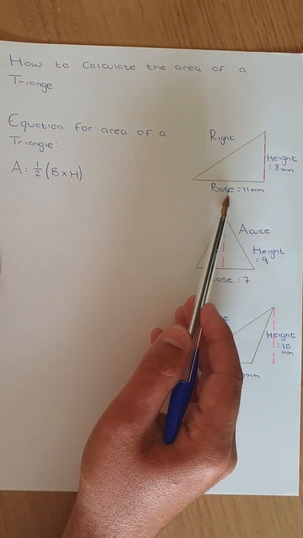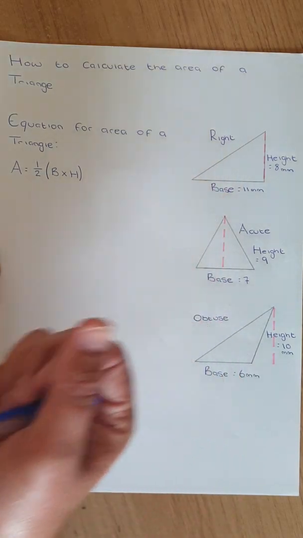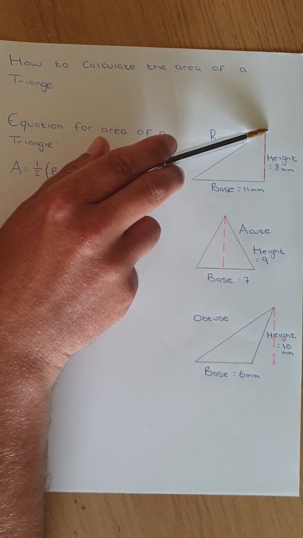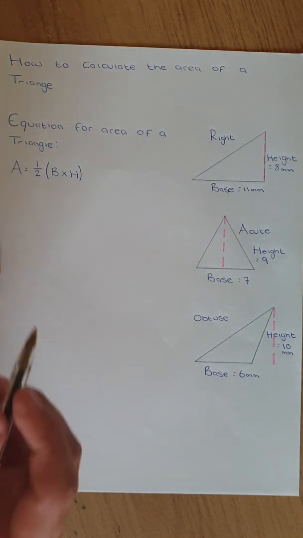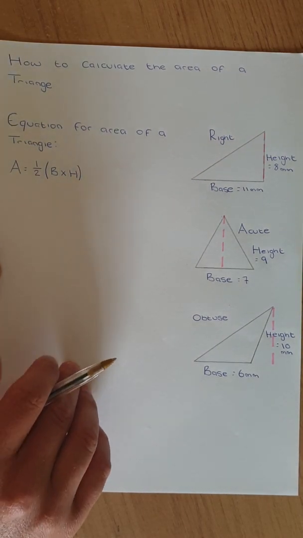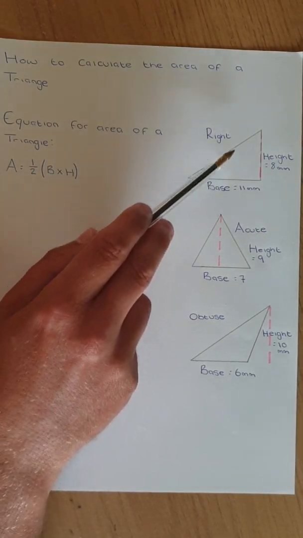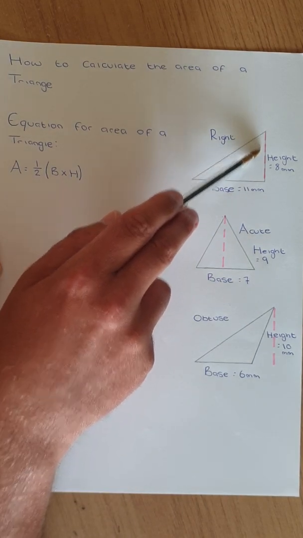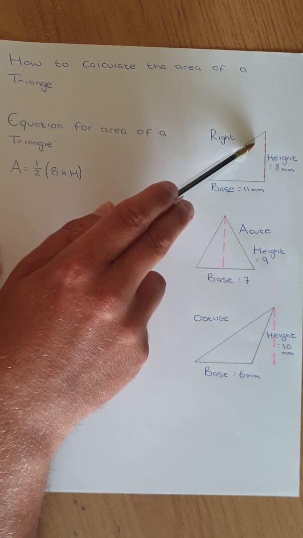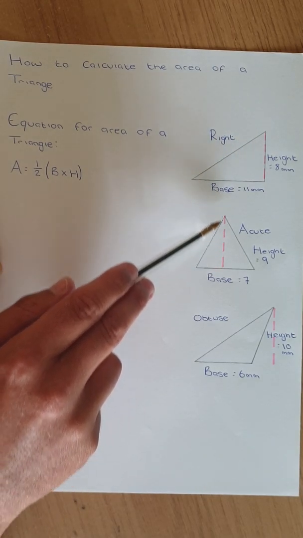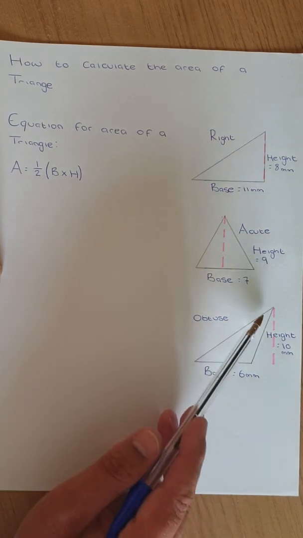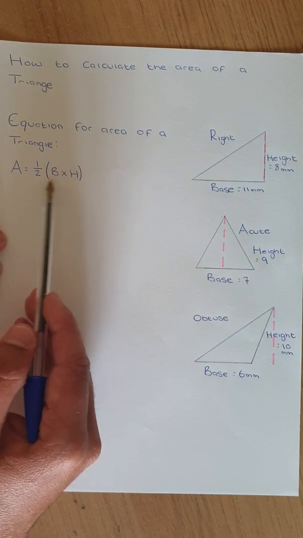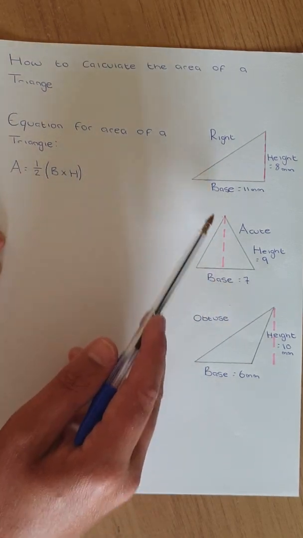Now we have the base, which we placed horizontally, and then we have the height, which we have calculated from finding the highest point, called the vertex, of our triangle. As you can see, the height is different on all three. The line on the right is in line with one of the sides. On acute, it's inside the triangle, and on the obtuse, it's outside of the triangle. But this equation we use on all of these. It's the same equation for each different one.